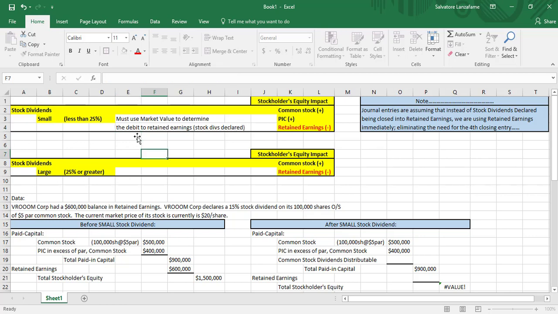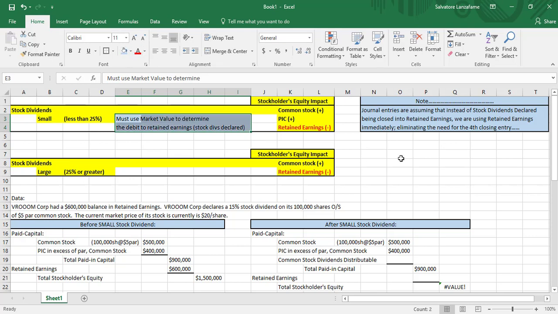Okay, but I want to point out, I'm going to put this in blue here, and the reason is I have a little note here to the right, and it says journal entries are assuming that instead of stock dividends declared being closed into retained earnings, we are using retained earnings immediately, eliminating the need for the fourth closing entry. I talked about this in the previous video.